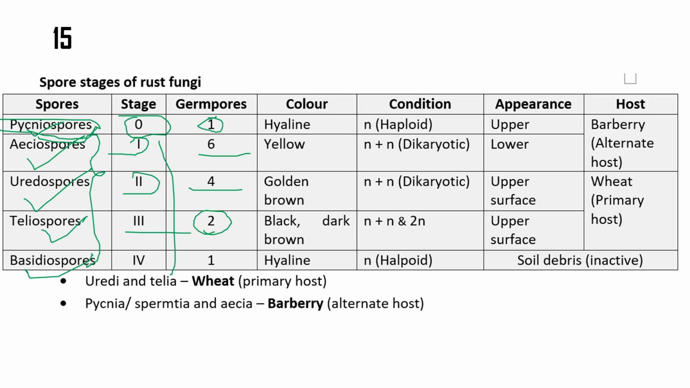So basidiospore at stage number 4 will produce only one germ pore. Here, generally pycnospores look hyaline, whereas aeciospores are yellow, urediospores golden brown, and teliospores generally look black, dark or brown in color. Again, basidiospores are hyaline in color.